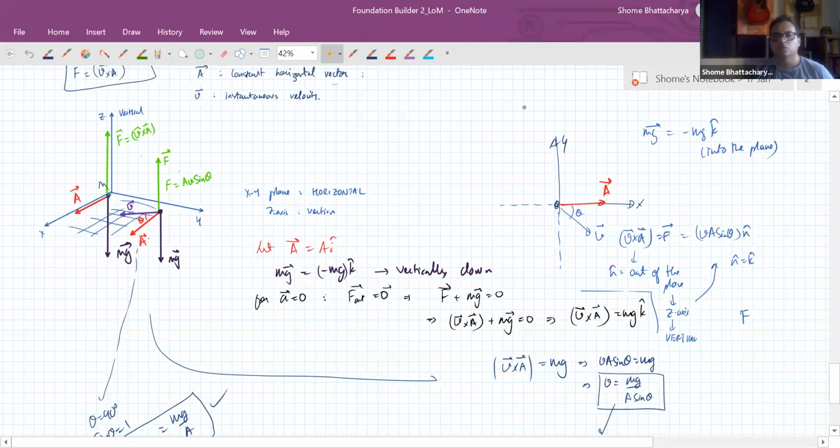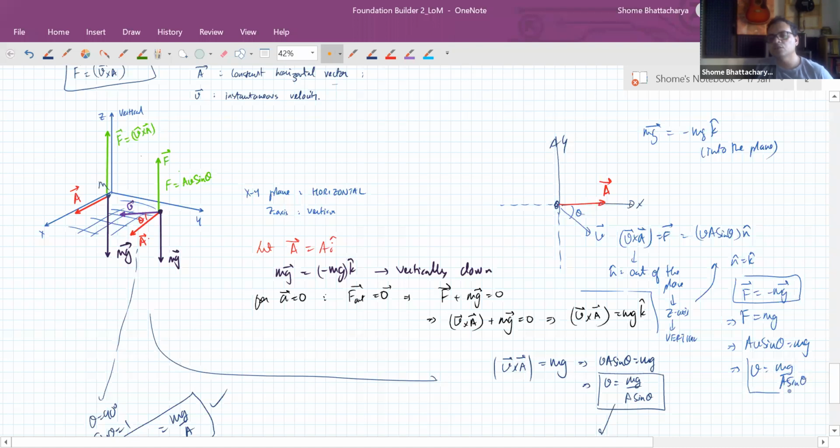Okay. So now what I want is that the magnitude of F should balance mg. Direction is already opposite. Now we have seen that mg and this are in opposite direction. So the magnitude of F is AV sine theta. So that should be equal to mg. So that means V in general should be mg by A sine theta.